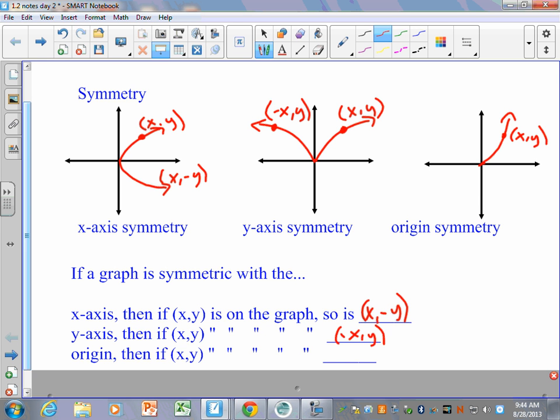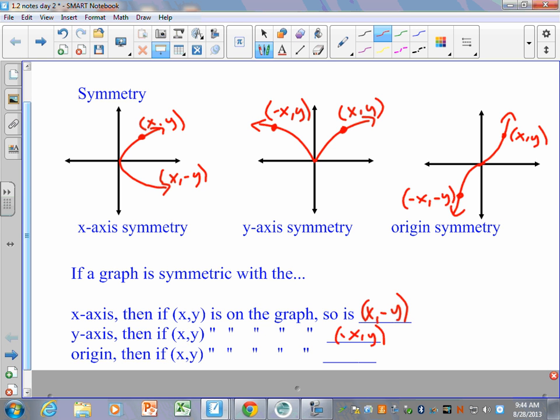If something is symmetric with the origin, it's kind of like you take it and you flip it from quadrant 1 to quadrant 3, so it's kind of like this, and it would look something like this, roughly speaking. Think about that. On that one, both the x and the y are going to change, so it's going to be negative x, negative y.